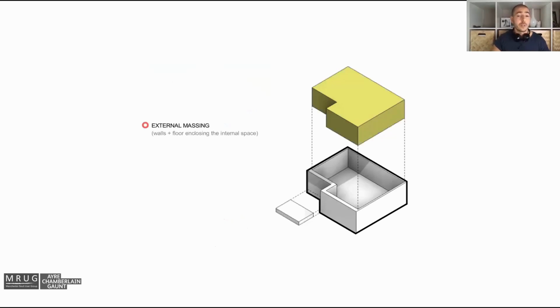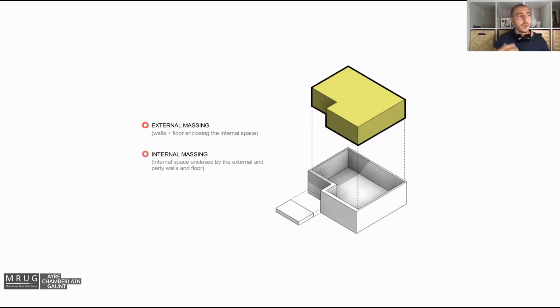So we have the external massing, which represents the external wall and half of each party wall, plus the floor that encloses the internal space. We have the internal mass, which represents the internal space enclosed by the external party walls and the floor. And then we have the balcony mass. Here we actually have 2 elements, one for projecting and one for concave balcony, but they have visibility parameters attached to them. So only one of them is visible at any point of time.